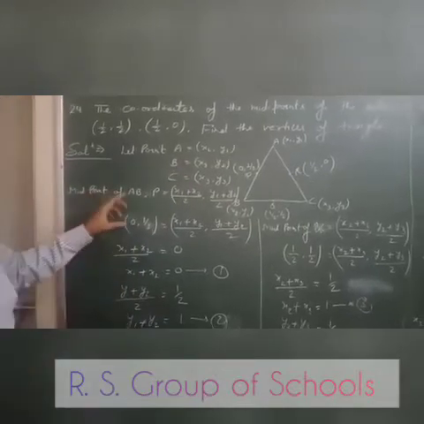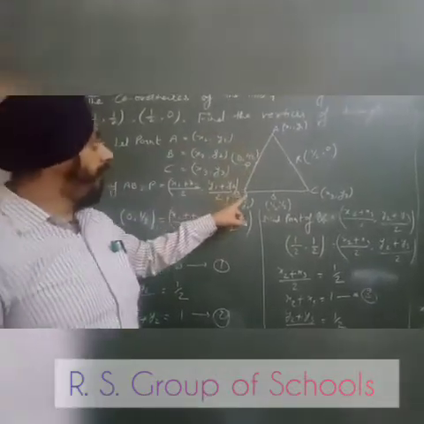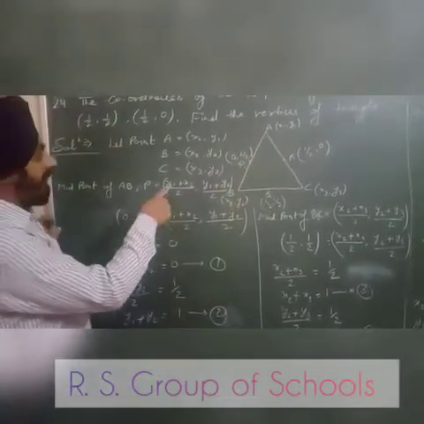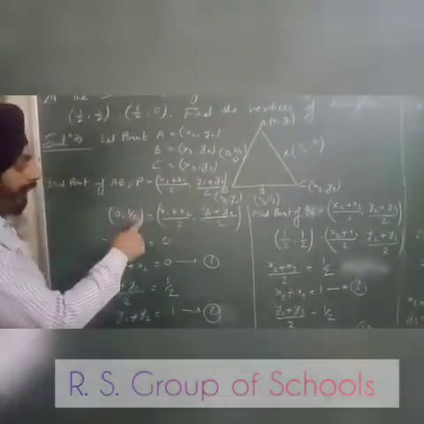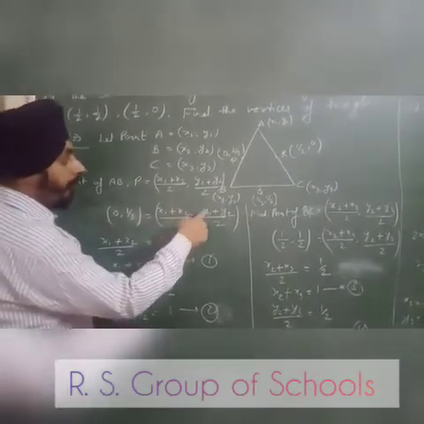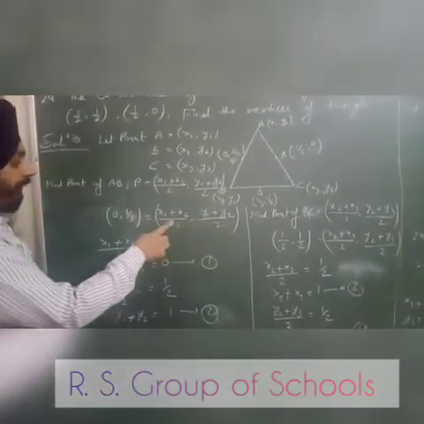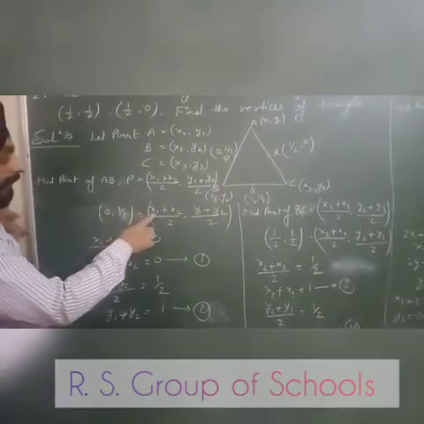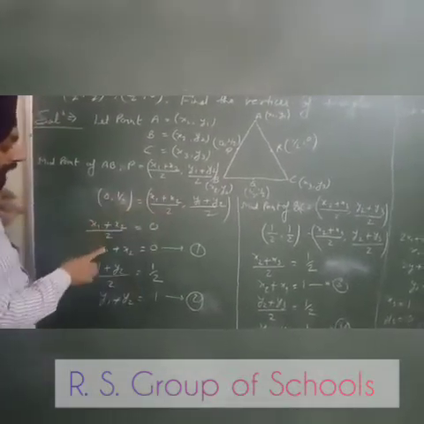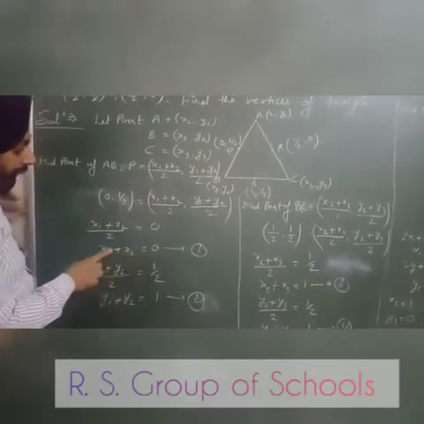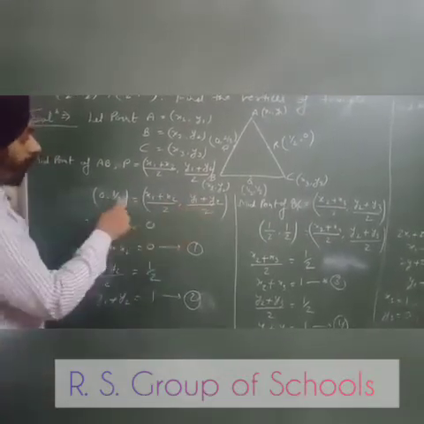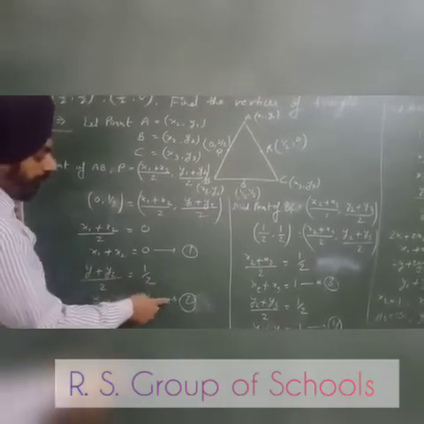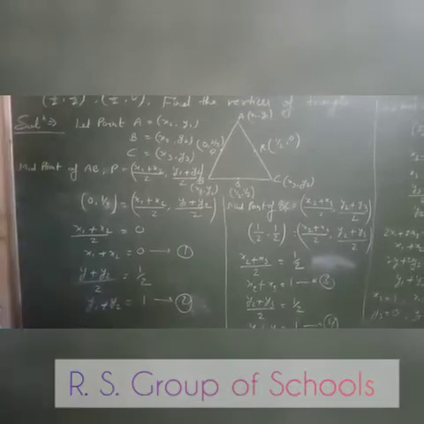First we find the midpoint of AB. We have ((x1 + x2)/2, (y1 + y2)/2). The midpoint P is (0, 1/2) = ((x1 + x2)/2, (y1 + y2)/2). X coordinate part equals x coordinate part, y coordinate part equals y coordinate part. When (x1 + x2)/2 = 0, then x1 + x2 = 0. And (y1 + y2)/2 = 1/2, then cancelling 2, y1 + y2 = 1. We call this equation second and the other equation first.